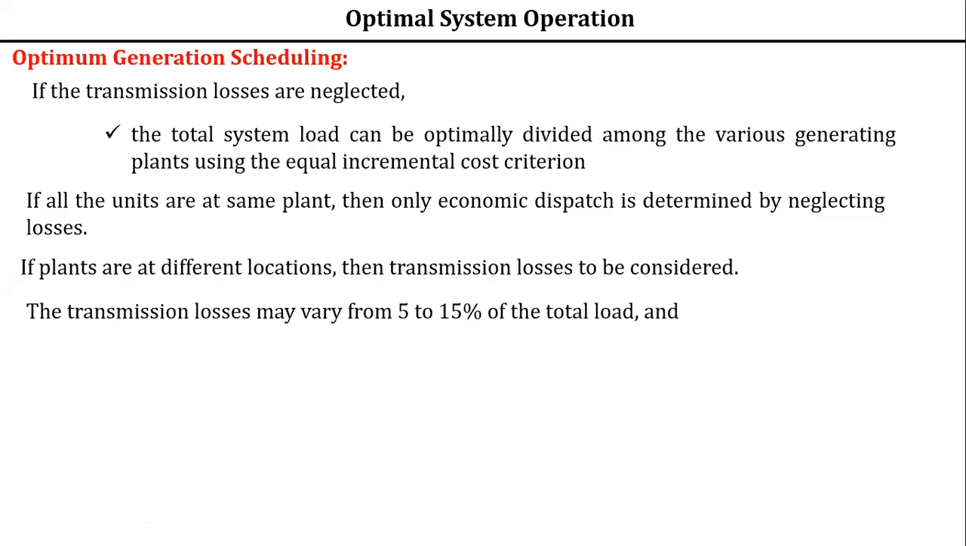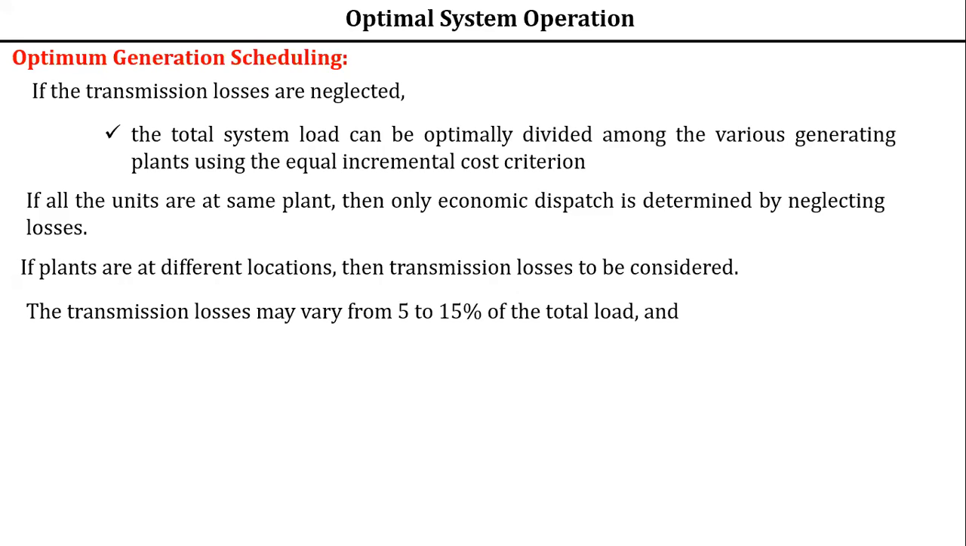So generally, we are not considering the theft, power theft, and all those things. That's why we are saying 5 to 15%. If you take the overall thing, including everything, then it may be around 25 to 30 or sometimes 35% also. So these are the transmission losses.